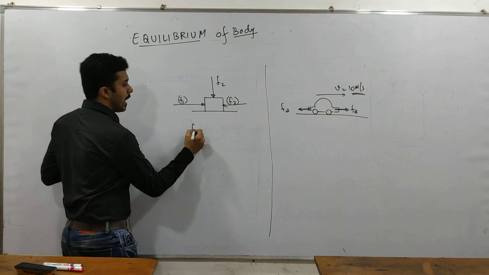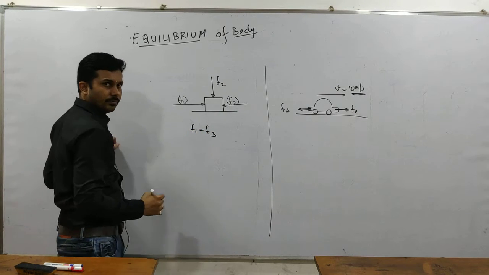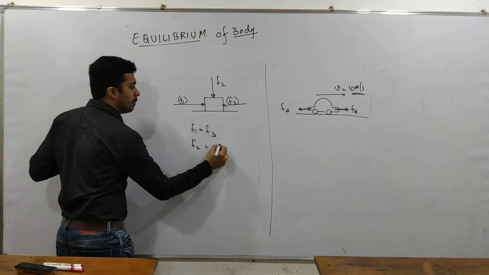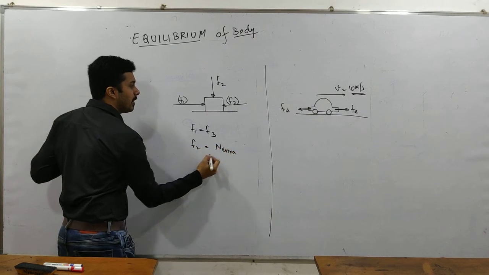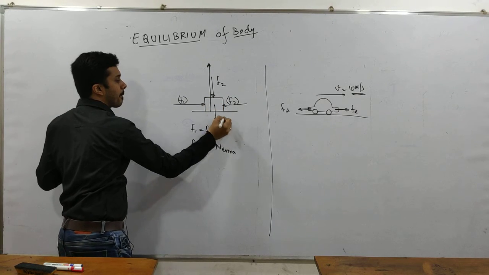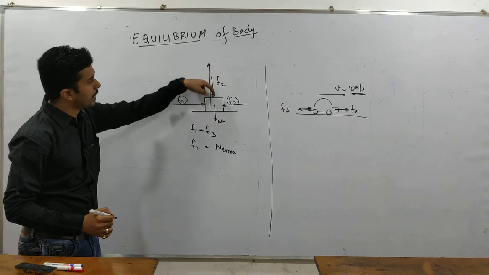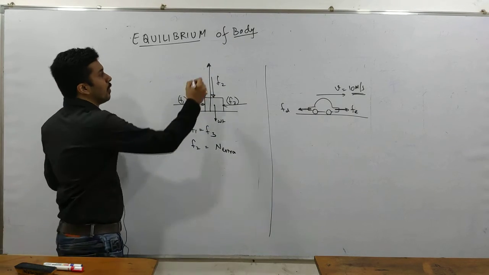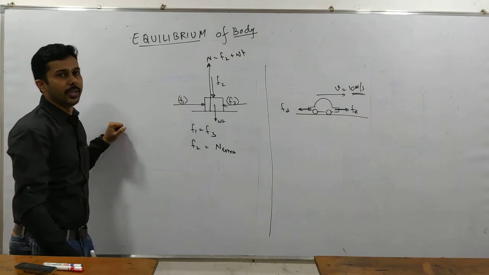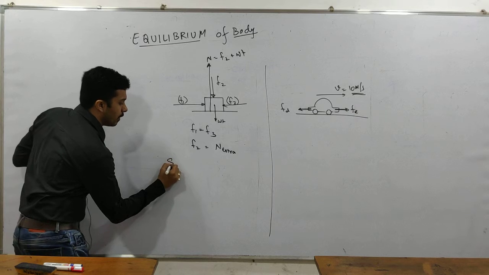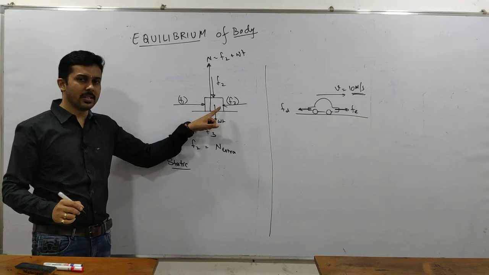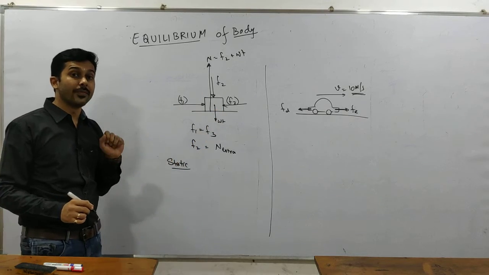So here F1 is cancelling out F3, and whatever F2 is being applied downward should be cancelled by extra normal reaction given by the ground, because it also has a weight downward. One force is applied downward, so the normal reaction by the ground should be equal to F2 plus the weight. This situation is called static equilibrium. Static means the body is at rest and the net summation of forces is zero.